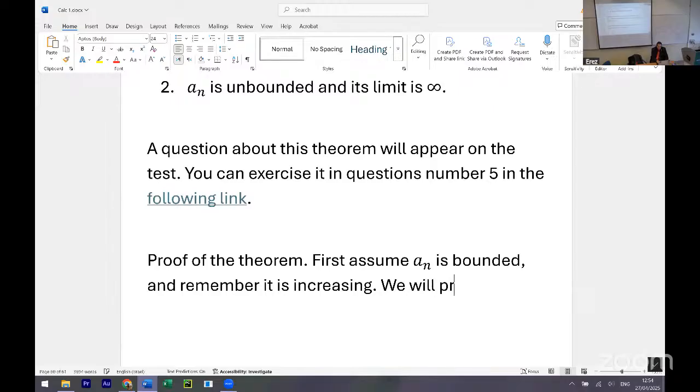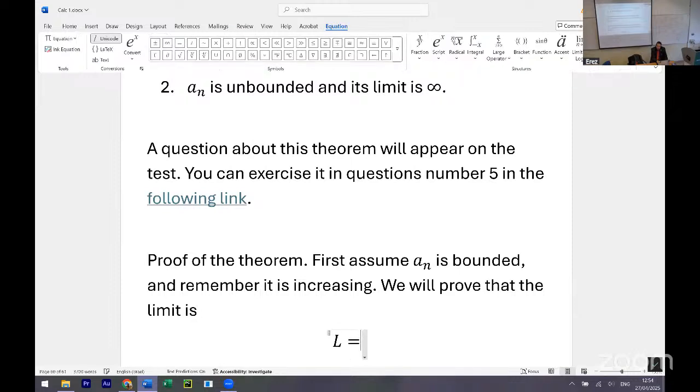We will prove this, it definitely was something very similar to this. Probably we learned about boundaries. Yes, when we learned about supremum, we spoke about something similar. Right? We will prove that the limit is L, which equals the supremum of all of the elements of the sequence.